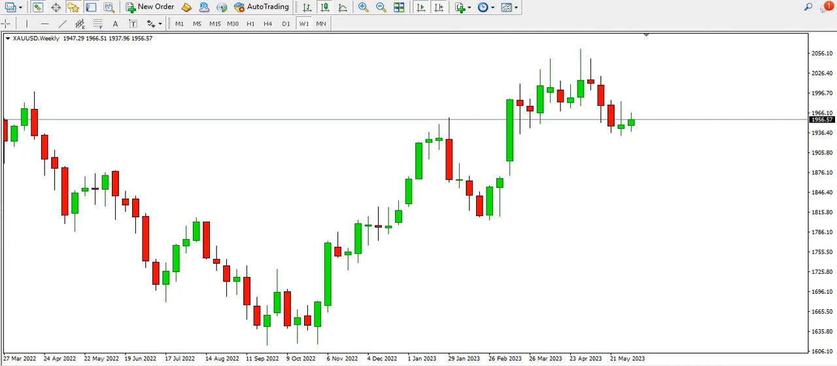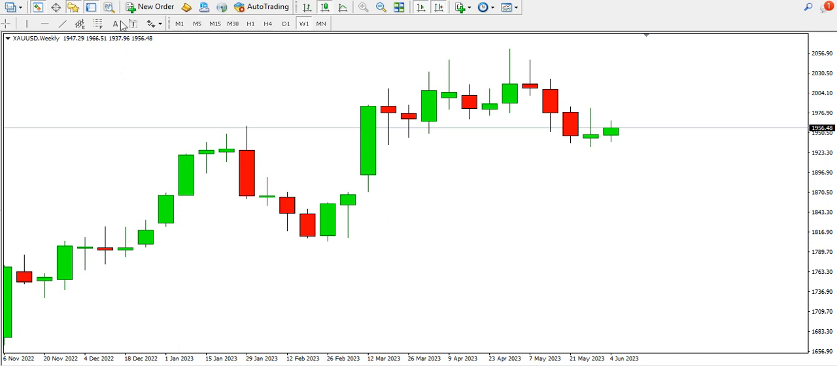And today we'll be looking at how we can trade gold, GBPUSD, EURUSD, and USDJPY on the smaller time frames. But before I go to the lower time frames, I'm going to take a look at what has happened on the higher time frames. I'll be starting with gold.